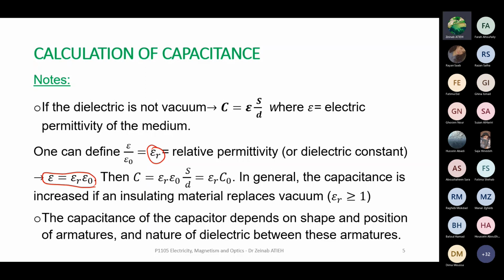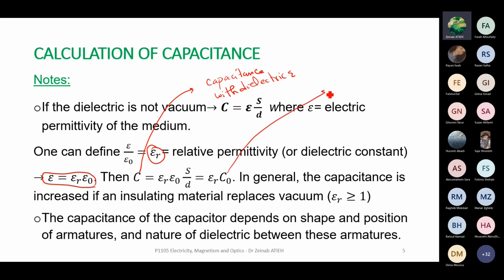In all cases, epsilon is greater than epsilon 0 because epsilon r is greater than 1, so I will get C greater than C0, if I consider C0 to be with vacuum in between and C when I put any other material in between my plates. Okay, so this is the difference between them. What is C? C is the capacitance with dielectric in between. The dielectric has epsilon.